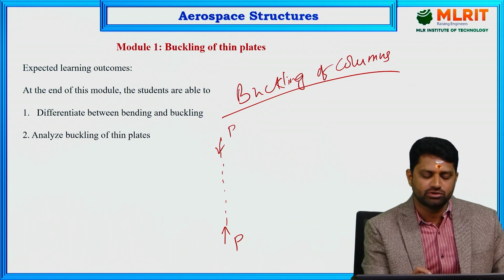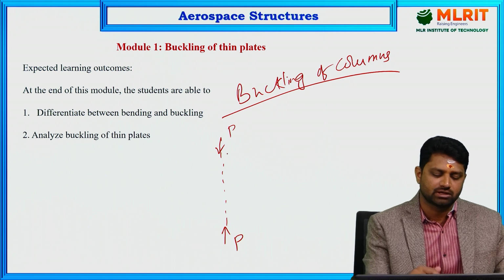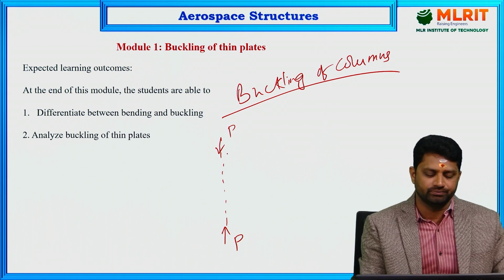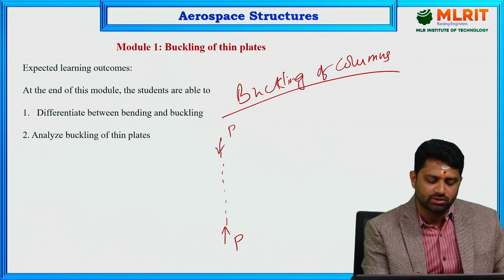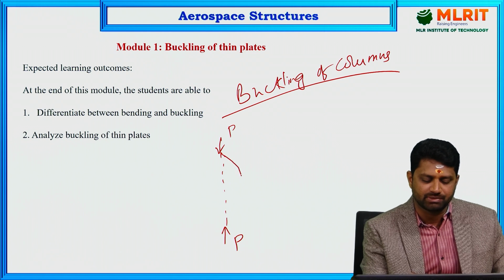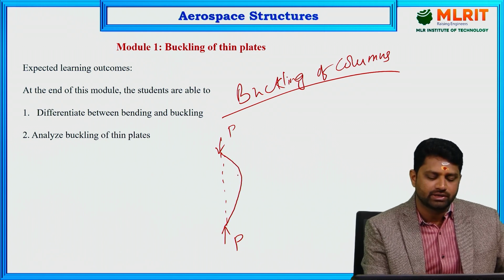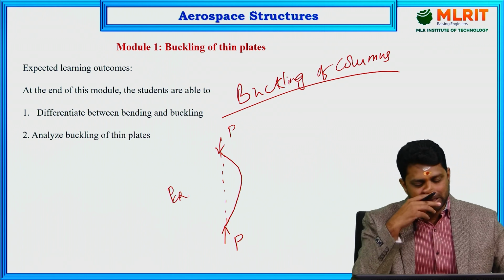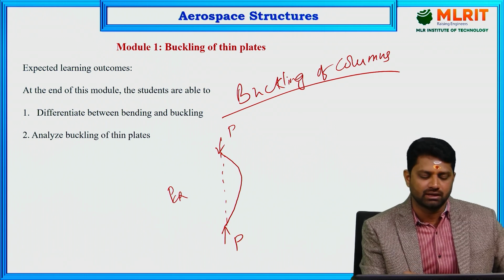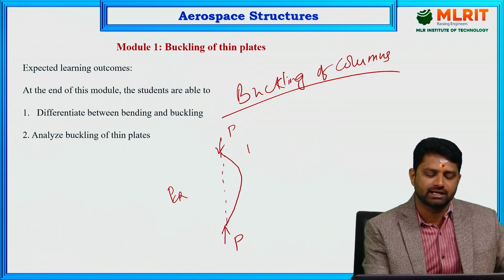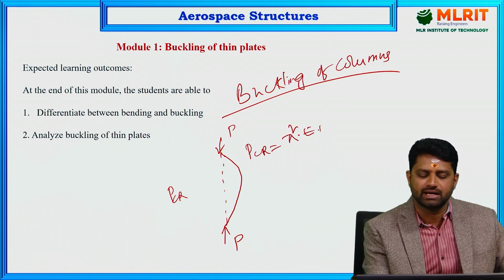Now, whenever you apply this load, the column is going to deflect, and then you're going to get the final deflection shape like this. Okay. And then you can consider nothing but what? Whenever the critical load, that is P critical, or buckling load is reached in this material, then it will buckle.